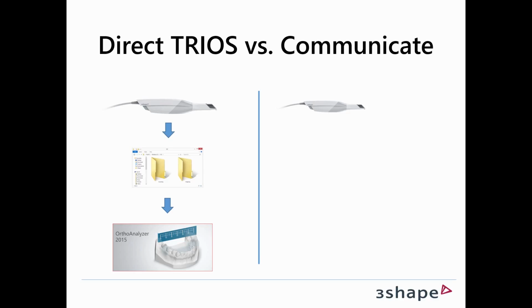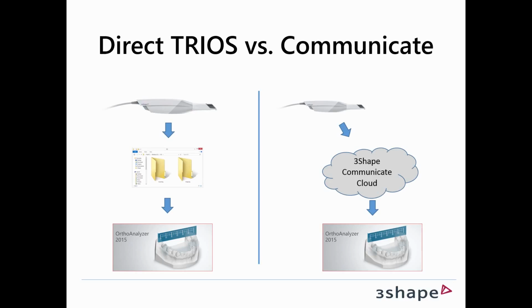In a Communicate environment, the Trias scan is being sent to the 3Shape Communicate cloud, and from there the 3Shape Ortho system picks up those scans. There's quite a few advantages by doing it in the cloud, and one of them is that once you have connected the Ortho system to the cloud, you can also receive scans and cases from other 3Shape users that you're connected with. But still, let's have a look at how it's being configured in the patient browser.